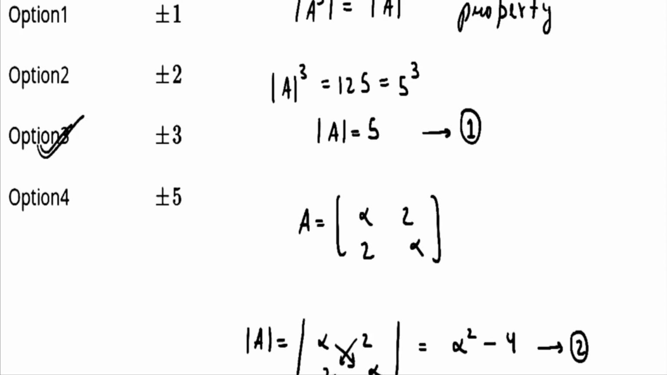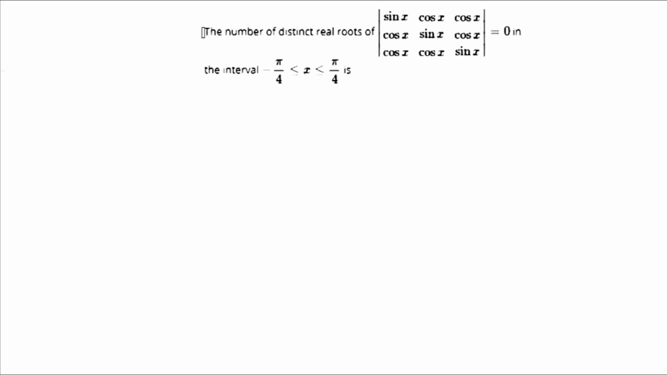So the question is the number of distinct real roots of determinant sin x cos x cos x, cos x sin x cos x, cos x cos x sin x equal to 0 in the interval minus pi by 4 to pi by 4 is.